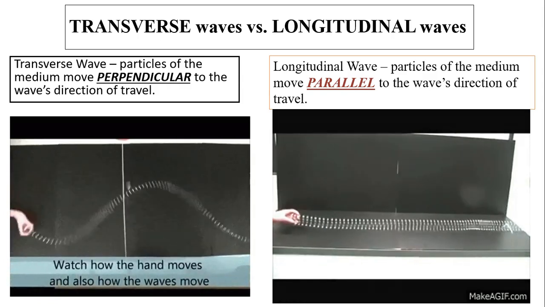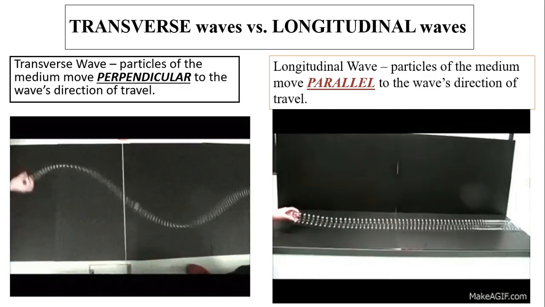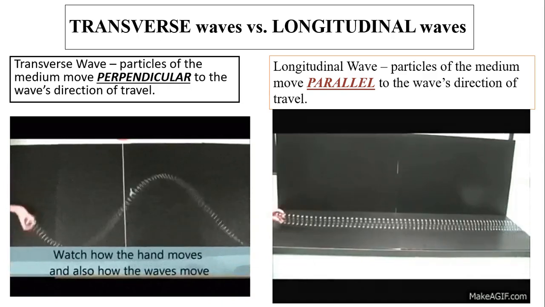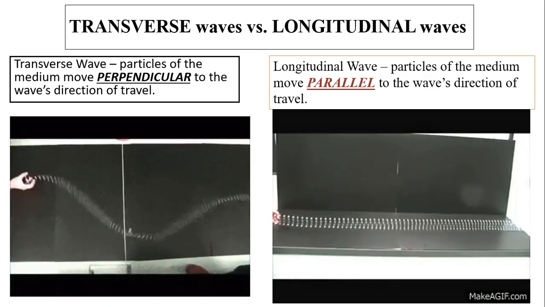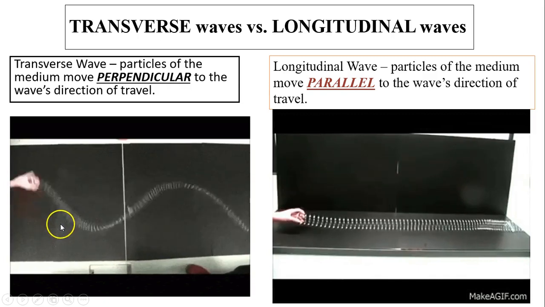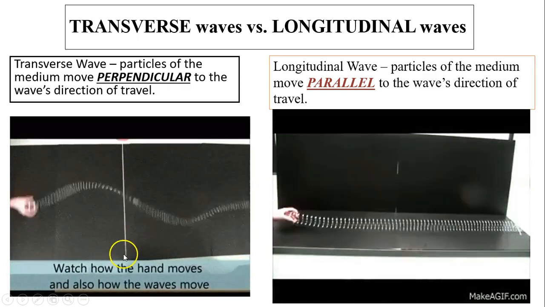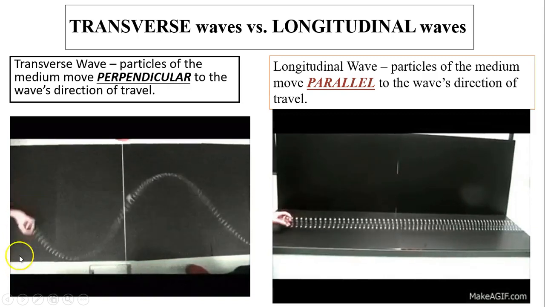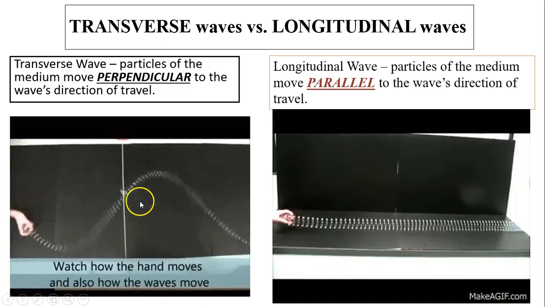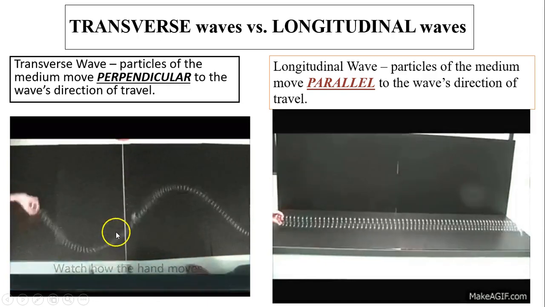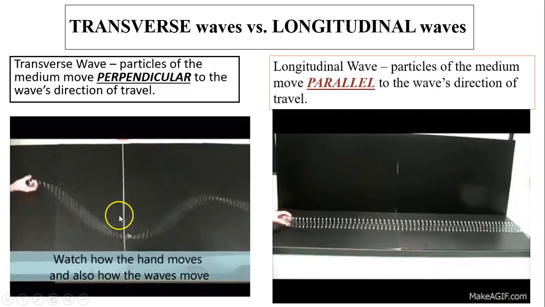Transverse wave versus longitudinal wave. A transverse wave is produced when particles of the medium move perpendicular to the wave's direction of travel. As you can see, the direction of the wave is from left to right, but local particles go up and down because the source is moving up and down. And here's a little thing tied on the slinky. It goes up and down. Okay, this is an example of a transverse wave.